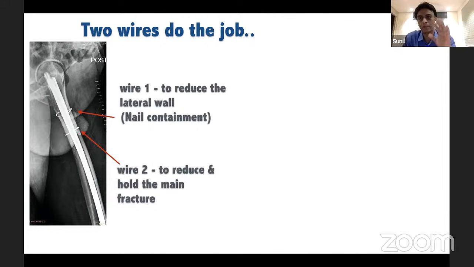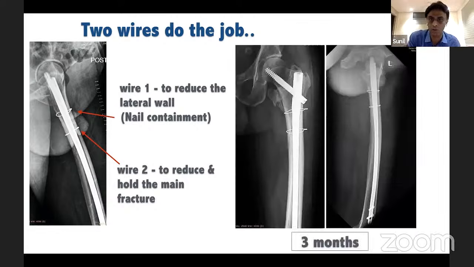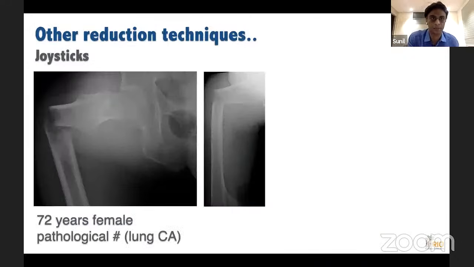But if you have a lateral wall that is floating, either drifting posteriorly or migrating superiorly, then those lateral walls should be put back in place and stabilized so that your nail will be contained in the proximal segment. And then another wire to hold and reduce the main fracture line. And then it goes on to be fixed and healed well at 3 months.